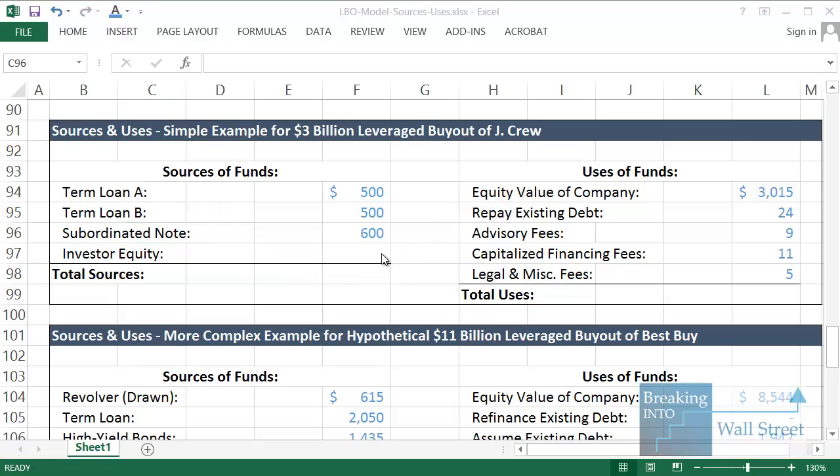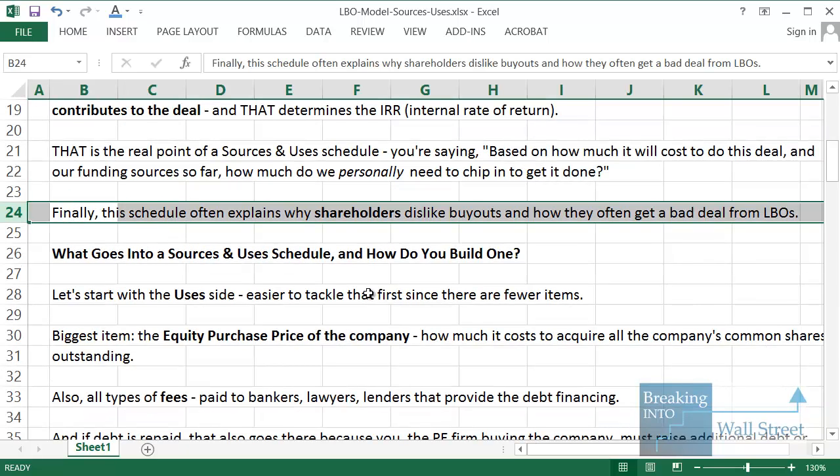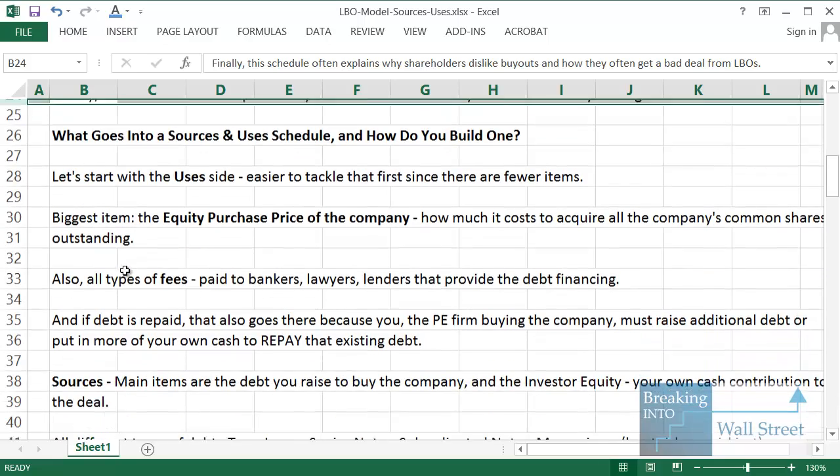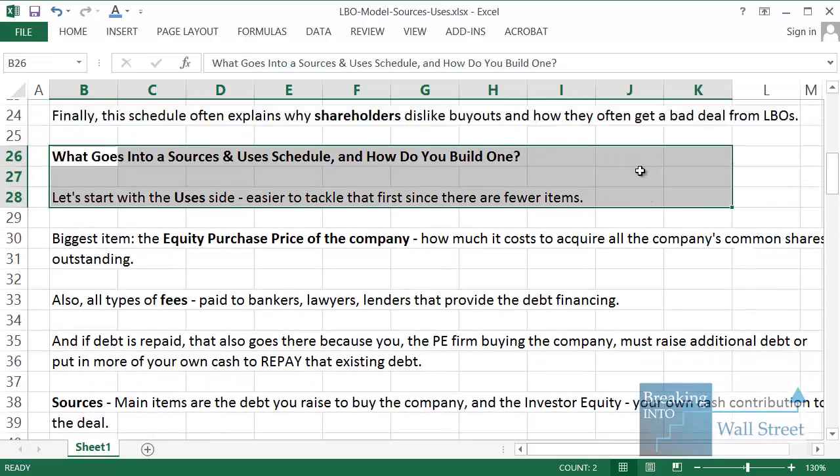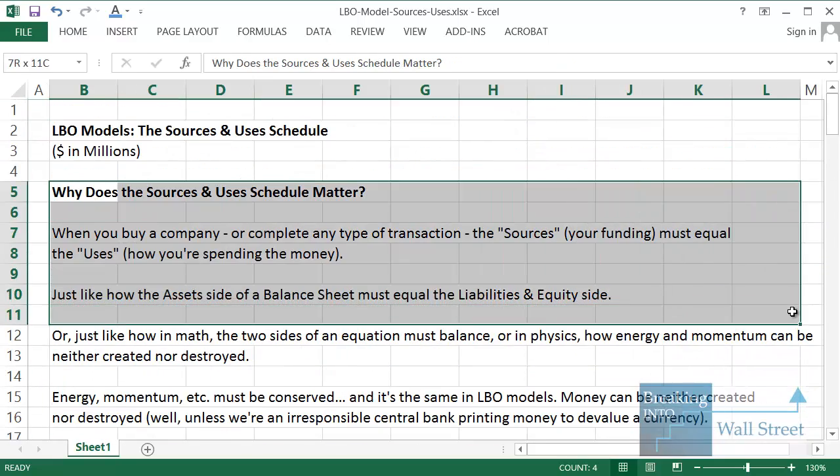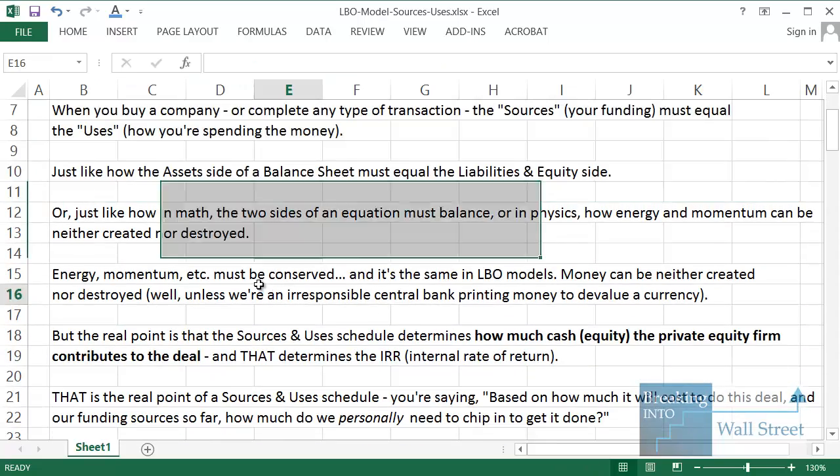own contribution. And then one final point here is that this schedule often explains why shareholders dislike buyouts and why they can often get a bad deal from these types of leveraged buyout transactions. And we'll go through an example of that toward the end with, again, the Dell deal, using that as an example. So step 2 here, we've been over why the sources and uses schedule matters and why it's so important for a leveraged buyout model and the real point of it.